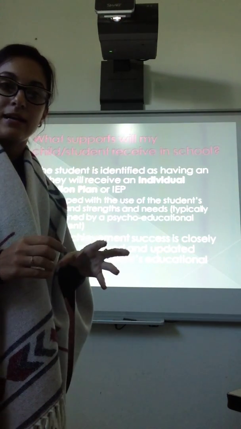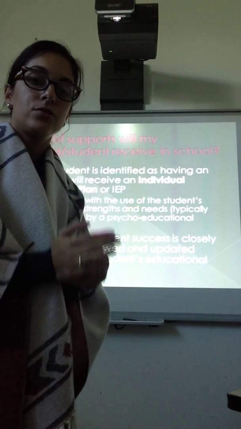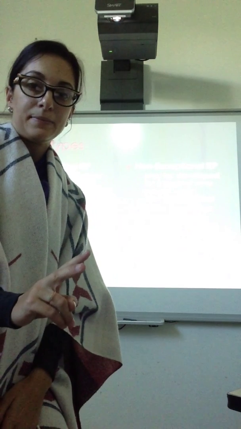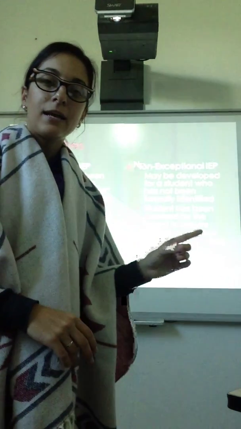Okay, so the IEP is developed for that student. It's an individualized process. So there are two types of IEPs. There's an exceptional IEP, so if the student has a learning disability or is identified with MID, DD, LD, learning disability, they would receive an exceptional IEP. So they've gone through all the legal processes in order to formally receive an identification and an IEP.